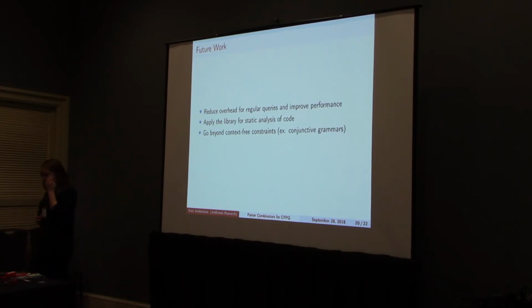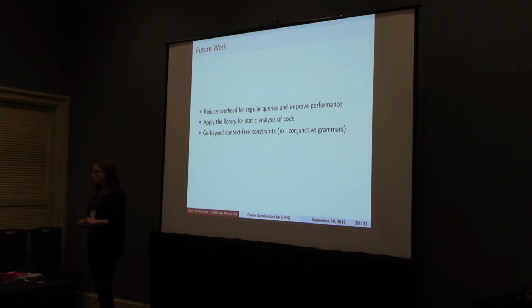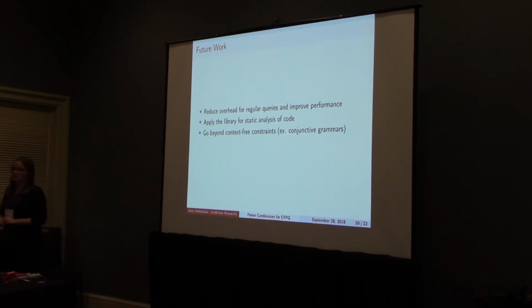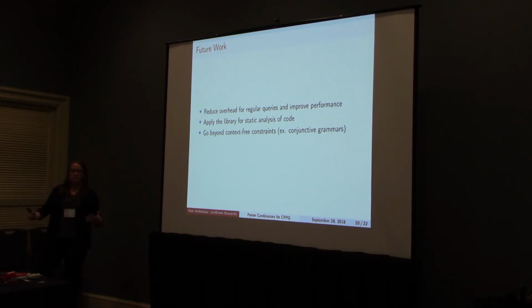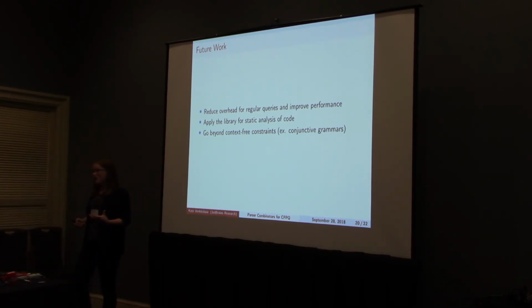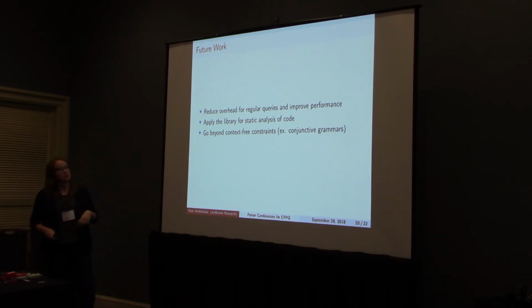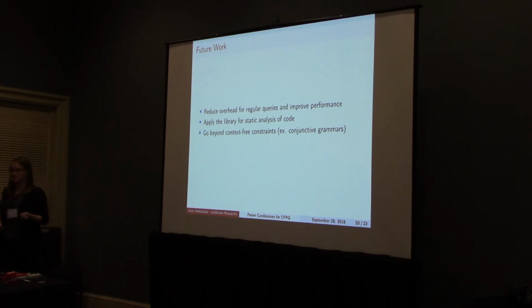Among the future work directions, we need to reduce overhead for regular queries. We are currently trying to apply the library for static code analysis in some of the IDE's agent brains. And we also want to explore the possibility of moving towards more expressive grammars, for example conjunctive grammar, which is strictly more expressive than context-free, and which can be used in bioinformatics queries, as compared to context-free, which gives a not that precise result.